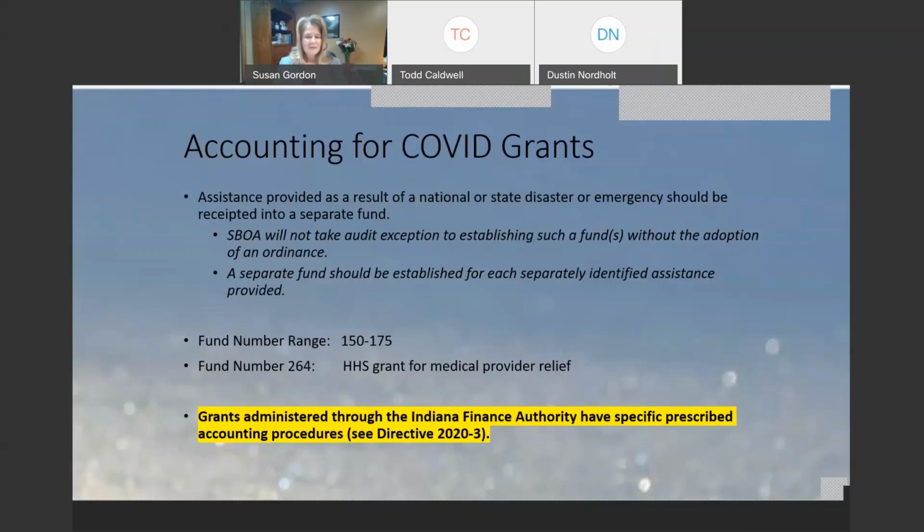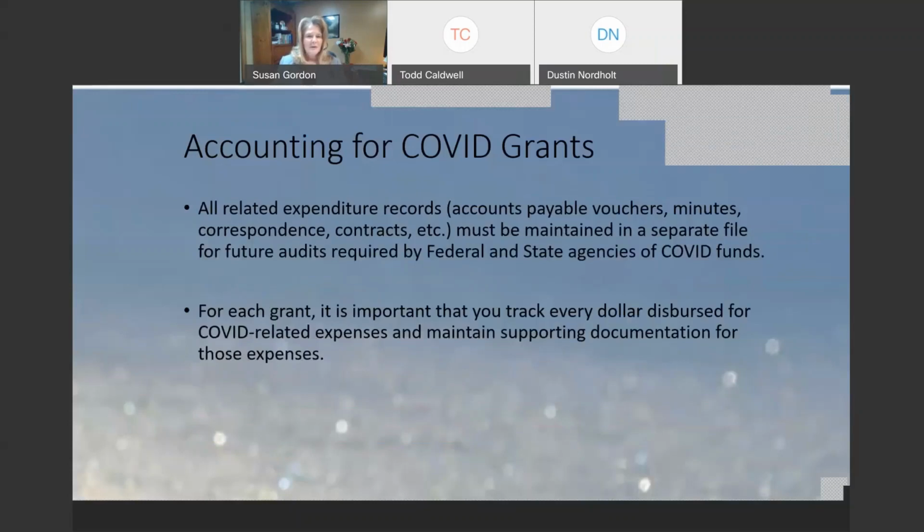Now, grants administered through the IFA have specific prescribed accounting procedures in the directive. So we want to make sure we don't forget that. It's different. All related expenditure records, like accounts payable vouchers, minutes, correspondence, contracts, and so forth, do have to be maintained in a separate file for future audits as required by federal and state agencies of COVID funds.